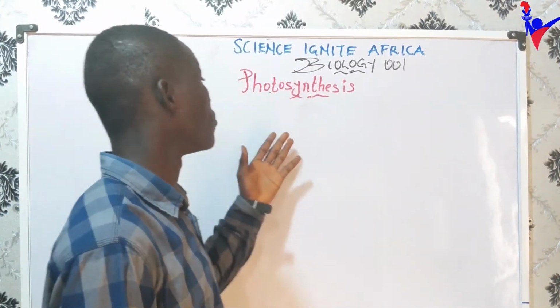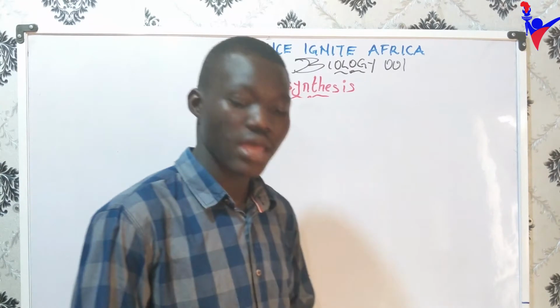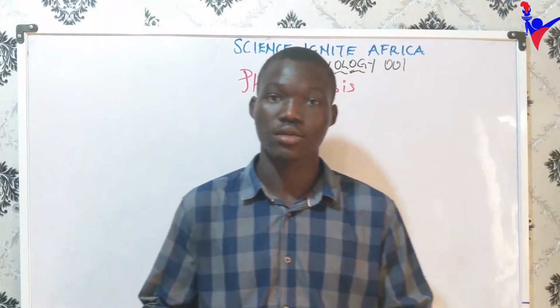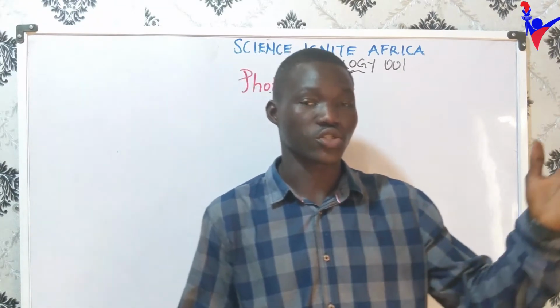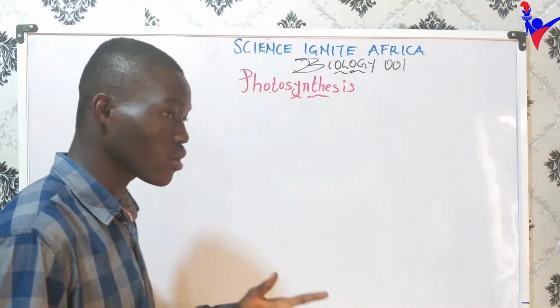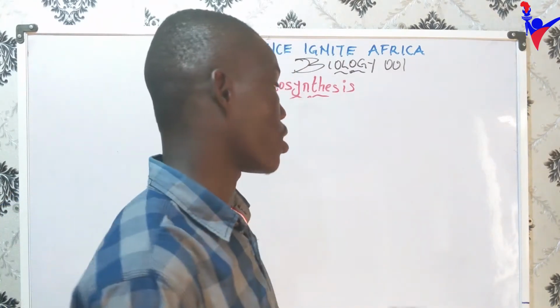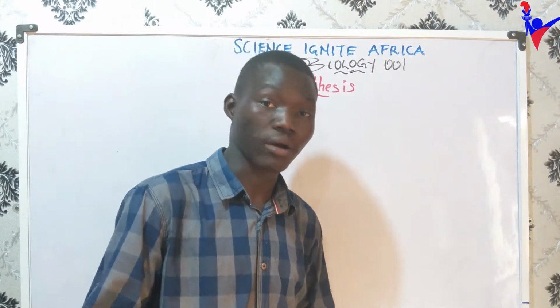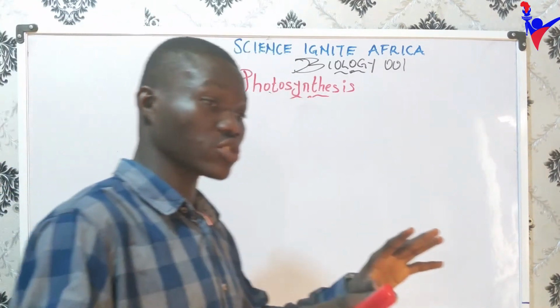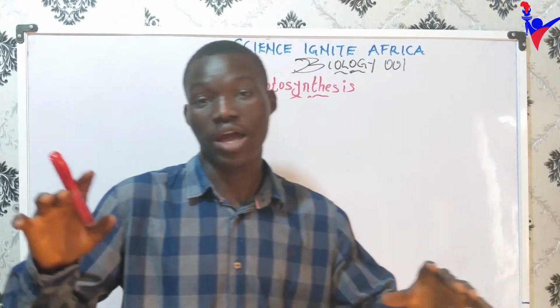Continuing from photosynthesis. Don't forget, we defined photosynthesis as the process by which plants use the sun's light energy to convert CO2 into organic compounds, or into chemical energy stored in the form of organic compounds. So we said photosynthesis can be divided into two reactions.